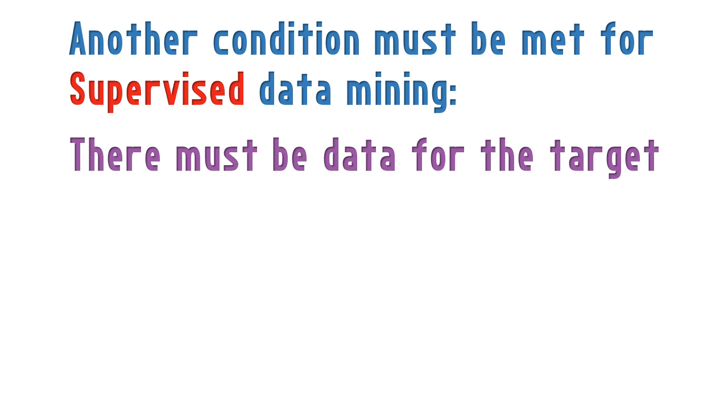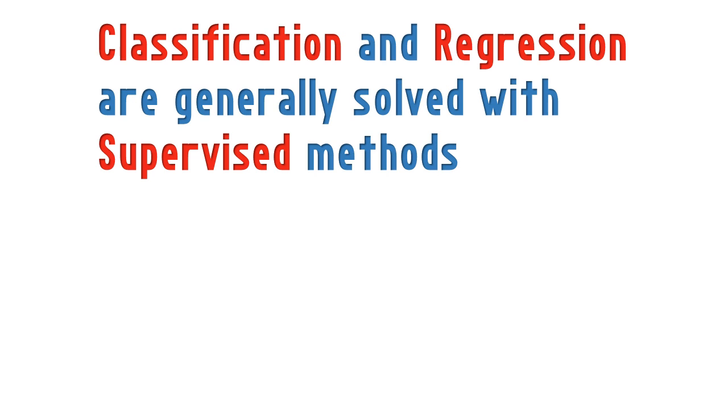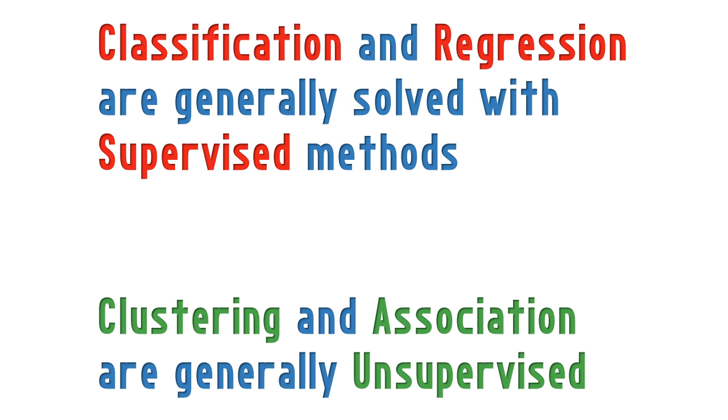Another condition must be met for supervised data mining. There must be historic data for the target. The value of an individual's target is often called its label, emphasizing that often we must incur expense to actively label the data. Classification and regression are generally solved with supervised methods. Clustering and association are generally unsupervised.